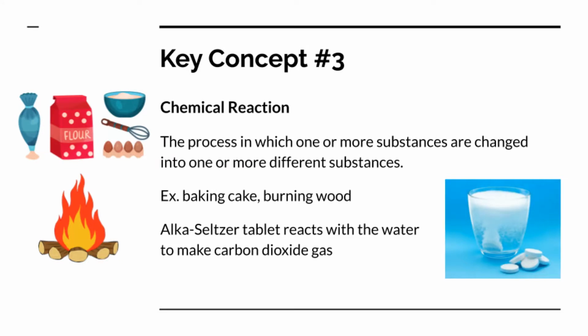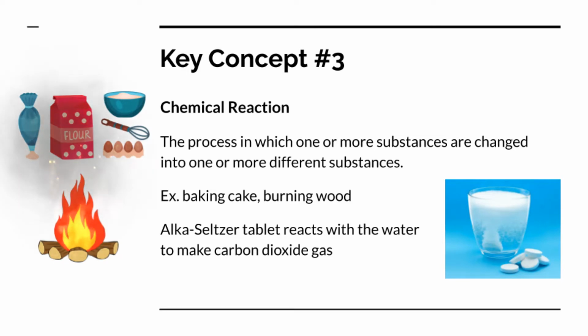A key thing to note is that chemical reactions are not easily reversible. For example, you can't get back the eggs you used to make this muffin once the muffin is already made. There are certain things that can give you hints that a chemical reaction has occurred. These signs can be color change, the release of gas, and temperature change.